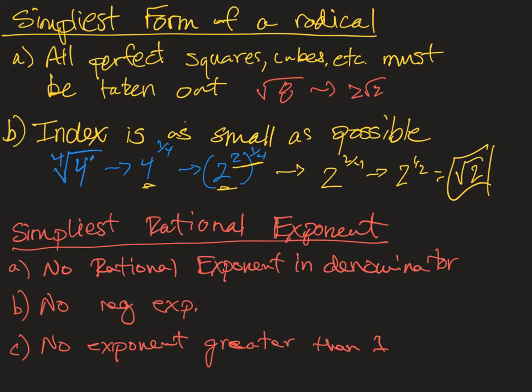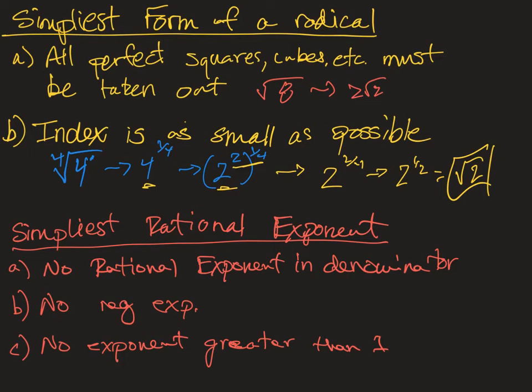All right, now let's talk about simplest form of a rational exponent. Number 1, no rational exponent in the denominator. That should make sense, right? If rational exponents are radicals, can you have a radical in the denominator? No, so that should make sense. Number 2, no negative exponents. Over the course of your intermediate algebra and algebra work, you know that an exponent is not simplified if it has a negative in it. So you have to make sure there are no negative exponents.